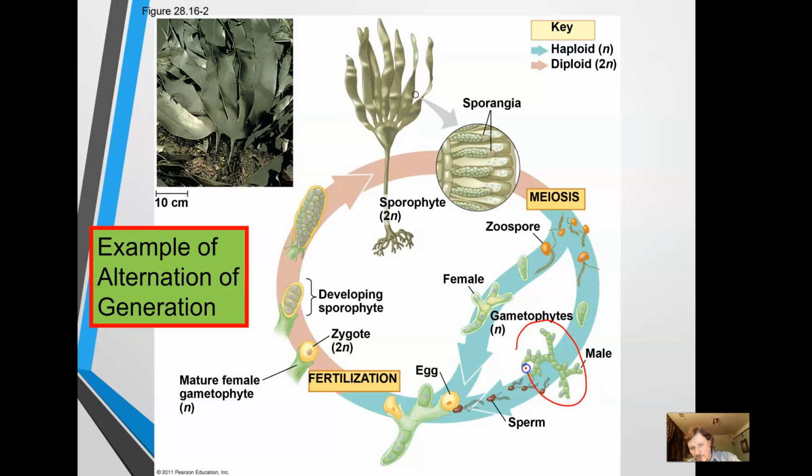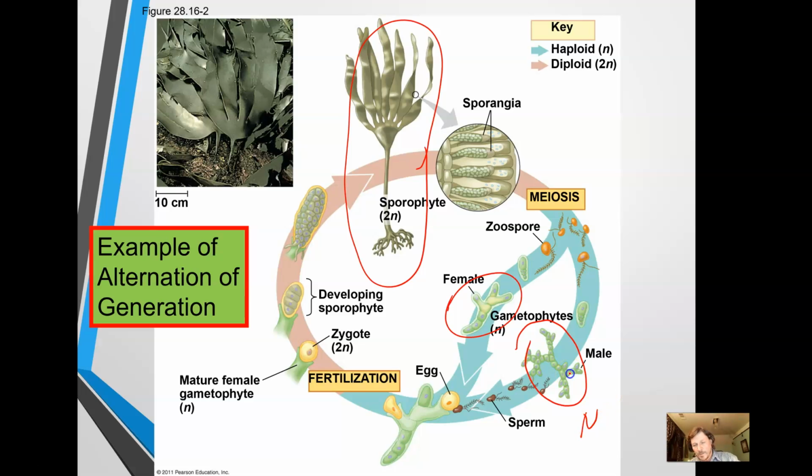Here's one algae growing on the rocks, and here's another type of algae growing on the rocks. These ones are much smaller than those. These are separate male and female, and notice they're all haploid.